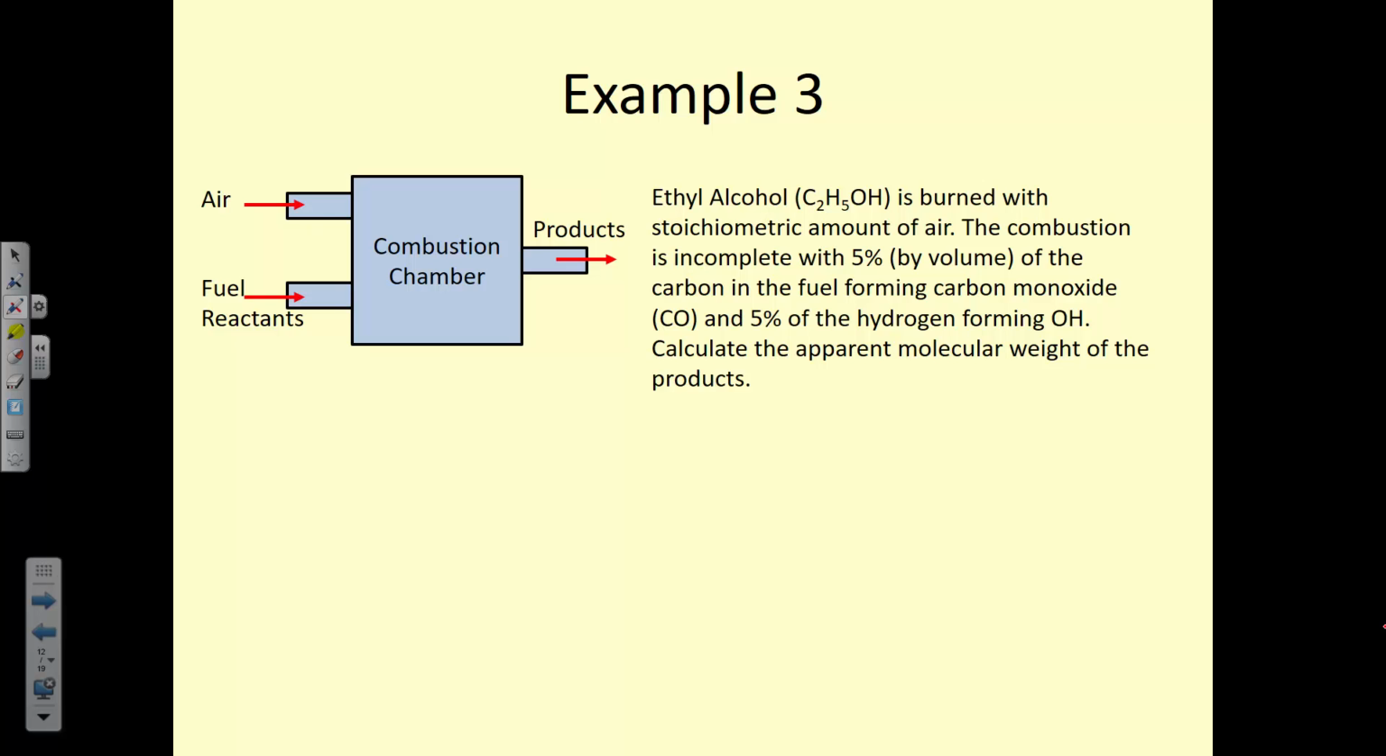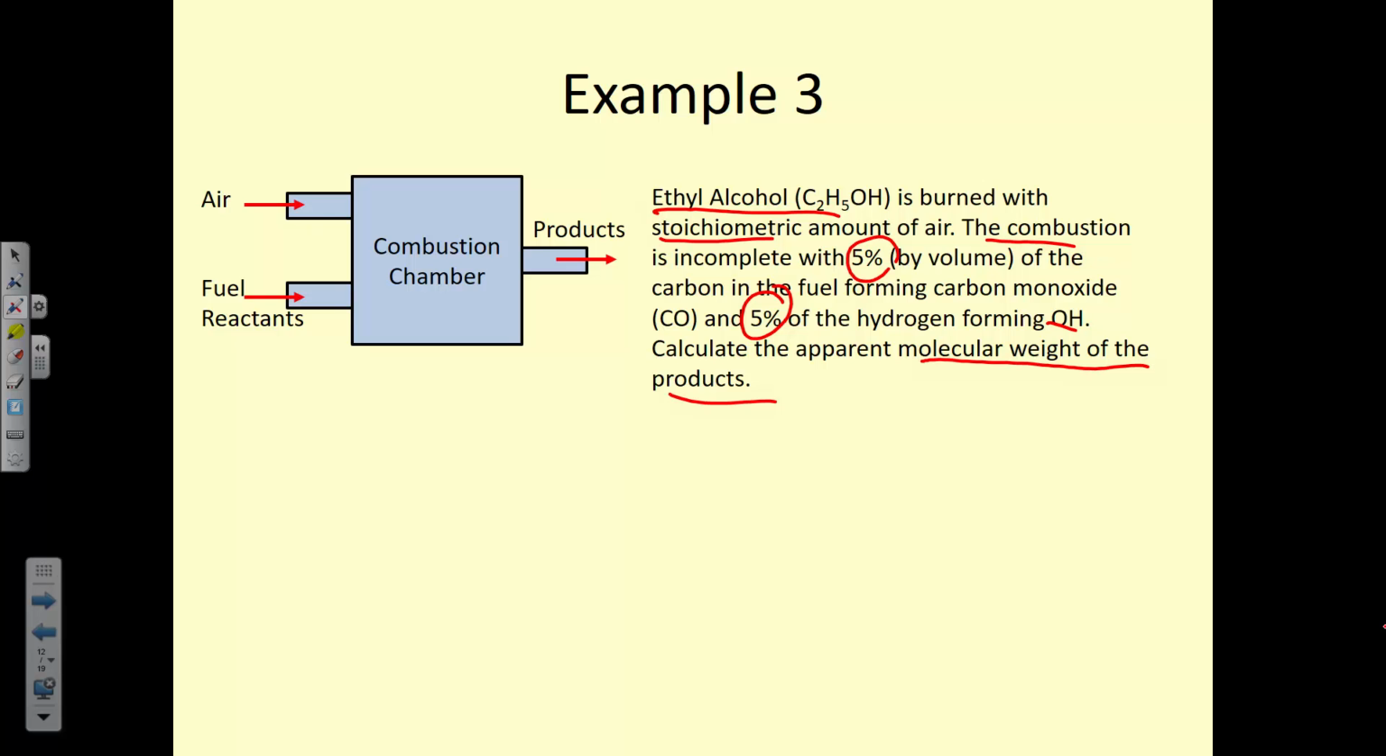So, okay. This is another example where we have some hydrocarbon that we're burning with a stoichiometric amount of air. So it's the right amount of air, but the combustion is incomplete, with 5% by volume of the carbon forming carbon monoxide and 5% of the hydrogen forming a hydroxyl. So we need to calculate the apparent molecular weight of the products, which means that we need to balance the right-hand side of the equation and determine what's actually on the right-hand side so that we can figure out how many moles there are, and then we can calculate the molecular weight.